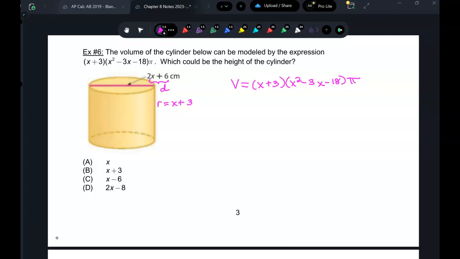Pi r squared is the area of a circle, and then you multiply by the height. Can you factor out that expression? Yes, we can. So we're going to divide this.